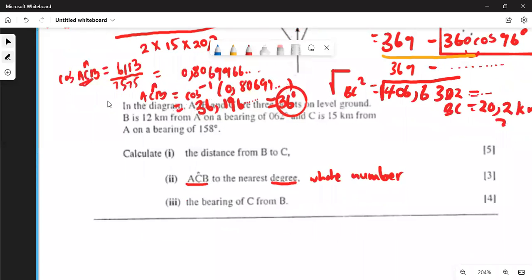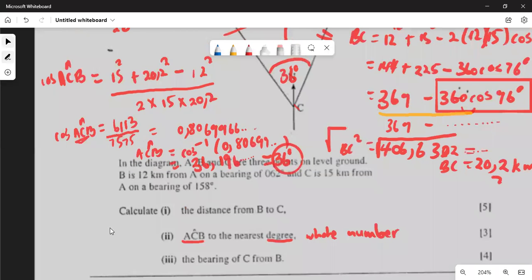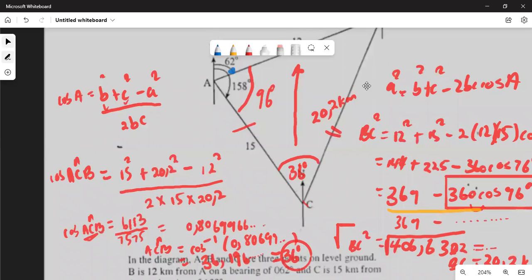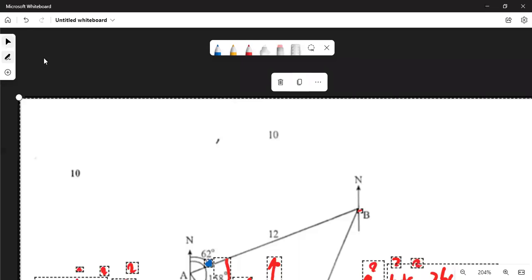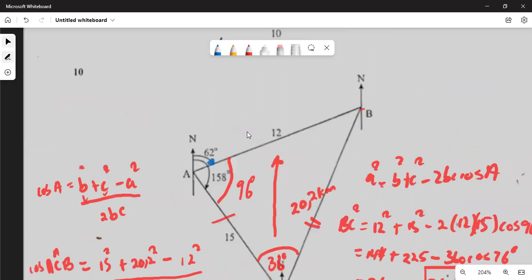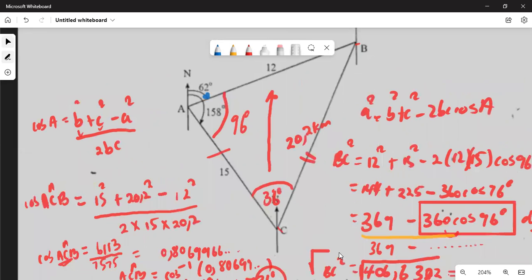All right, so on the diagram we need to note the bearing of C from what? From B. So which part are we actually having on the diagram? Right, so something like this. All right, so here is our point C, and this is our point B.